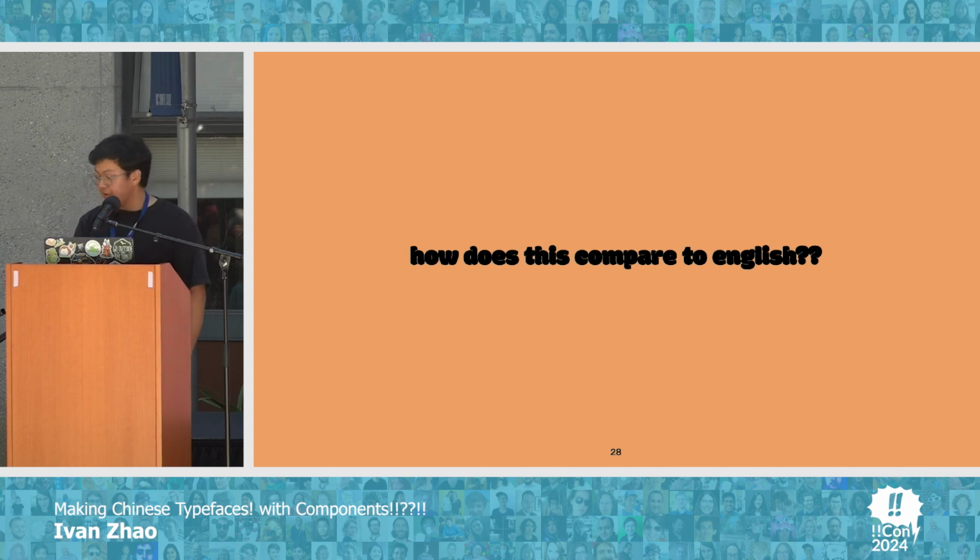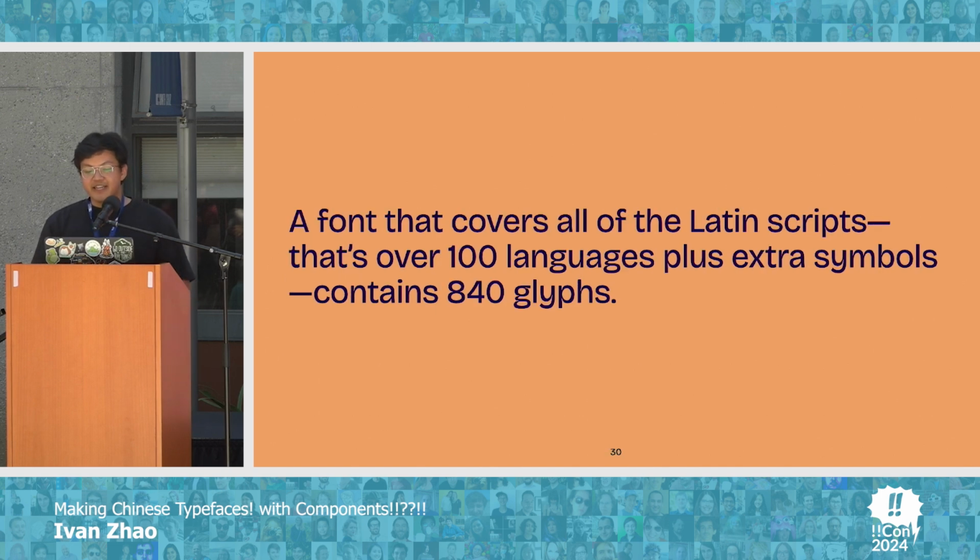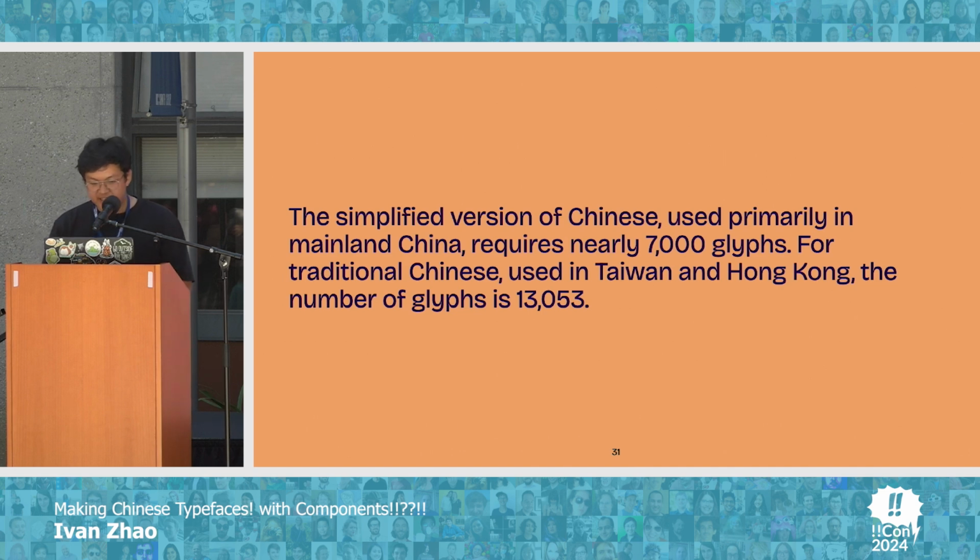And so when we compare this to English, the default set for an English language font contains about 230 glyphs. A font that contains all of the Latin scripts, which is over 100 languages, is 840 glyphs. And the simplified version of Chinese requires nearly 7,000 glyphs, and that's not including traditional, which includes 13,000. And if you want to include all the characters, it's about 50,000. And if you want to use something that could be used in newspapers, that's around 20,000. So that's a lot of glyphs that you have to make.